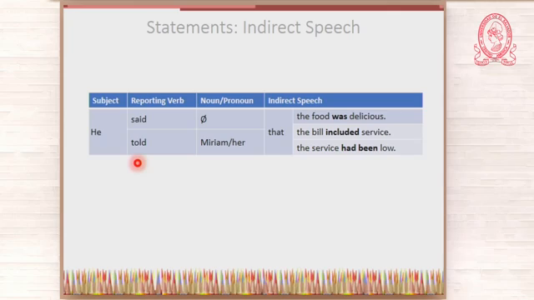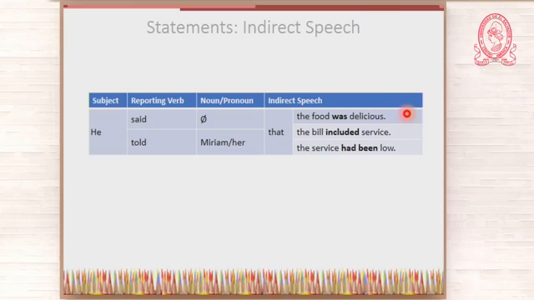Now, let us use the transitive verb told. What is one characteristic of a transitive verb? It takes objects, okay? He told Miriam. He told her. What? That the food was delicious, that the bill included service, that the service had been low. Okay? Remember, past, past, present, past, and past perfect. Okay?